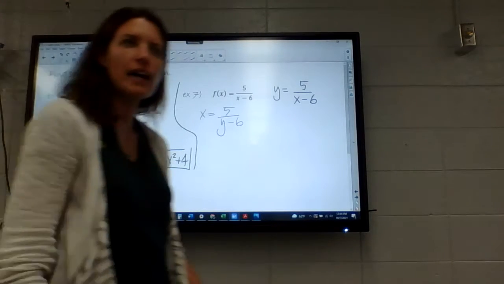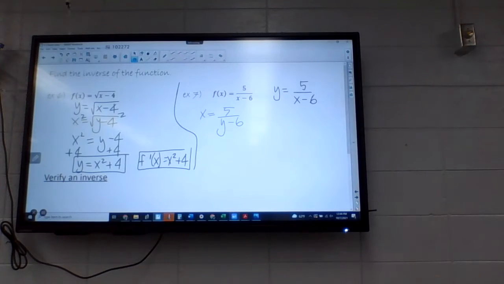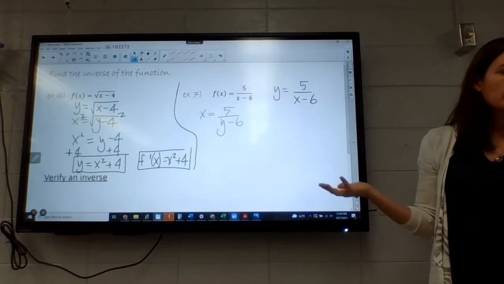All right, any ideas? What did you guys do? Probably a couple different strategies for this one. Yeah, y minus 6 is on the bottom. I don't like it on the bottom. I want to solve for y.